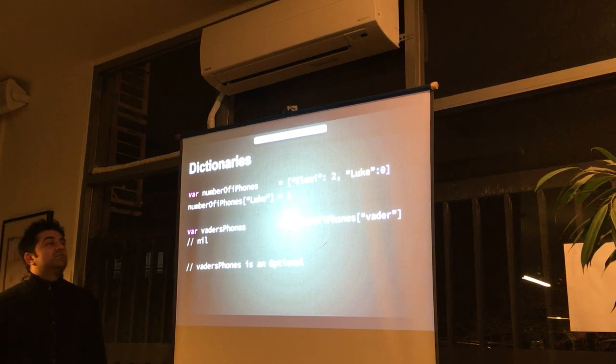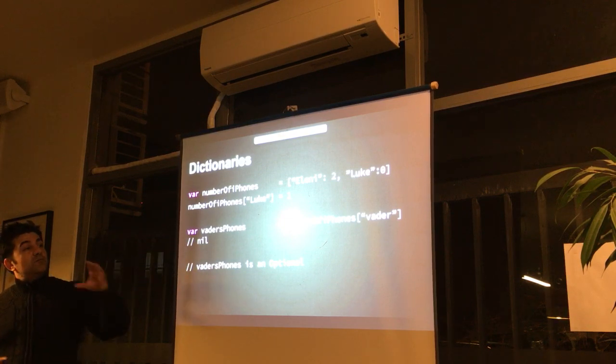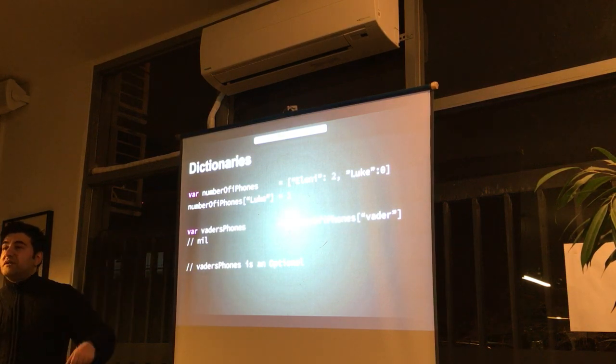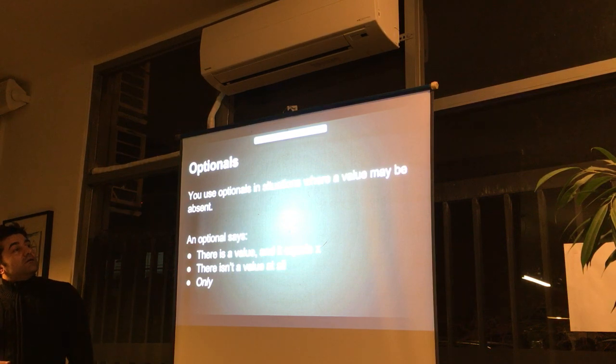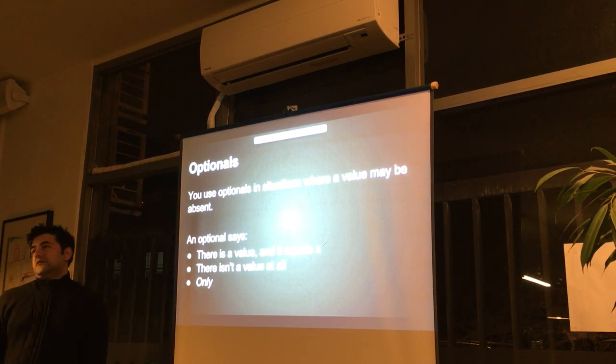Same with dictionaries here. The subscript operator for the dictionary works fine with the key. It's a variable, therefore you can assign a value to that key. If it doesn't exist, it's nil. Why? Because it's an optional. We'll see that in a second. Optionals, an entirely new concept in Swift.